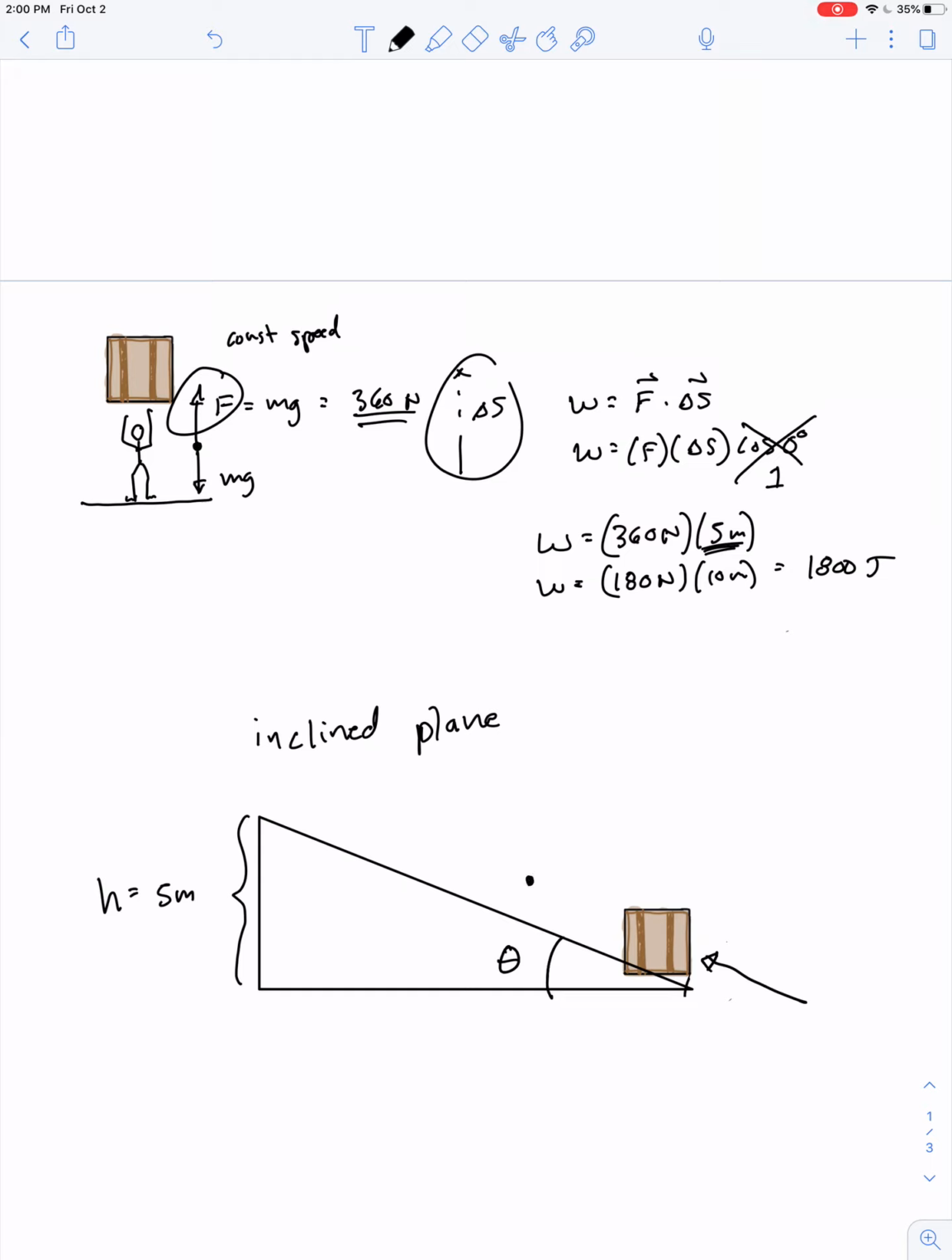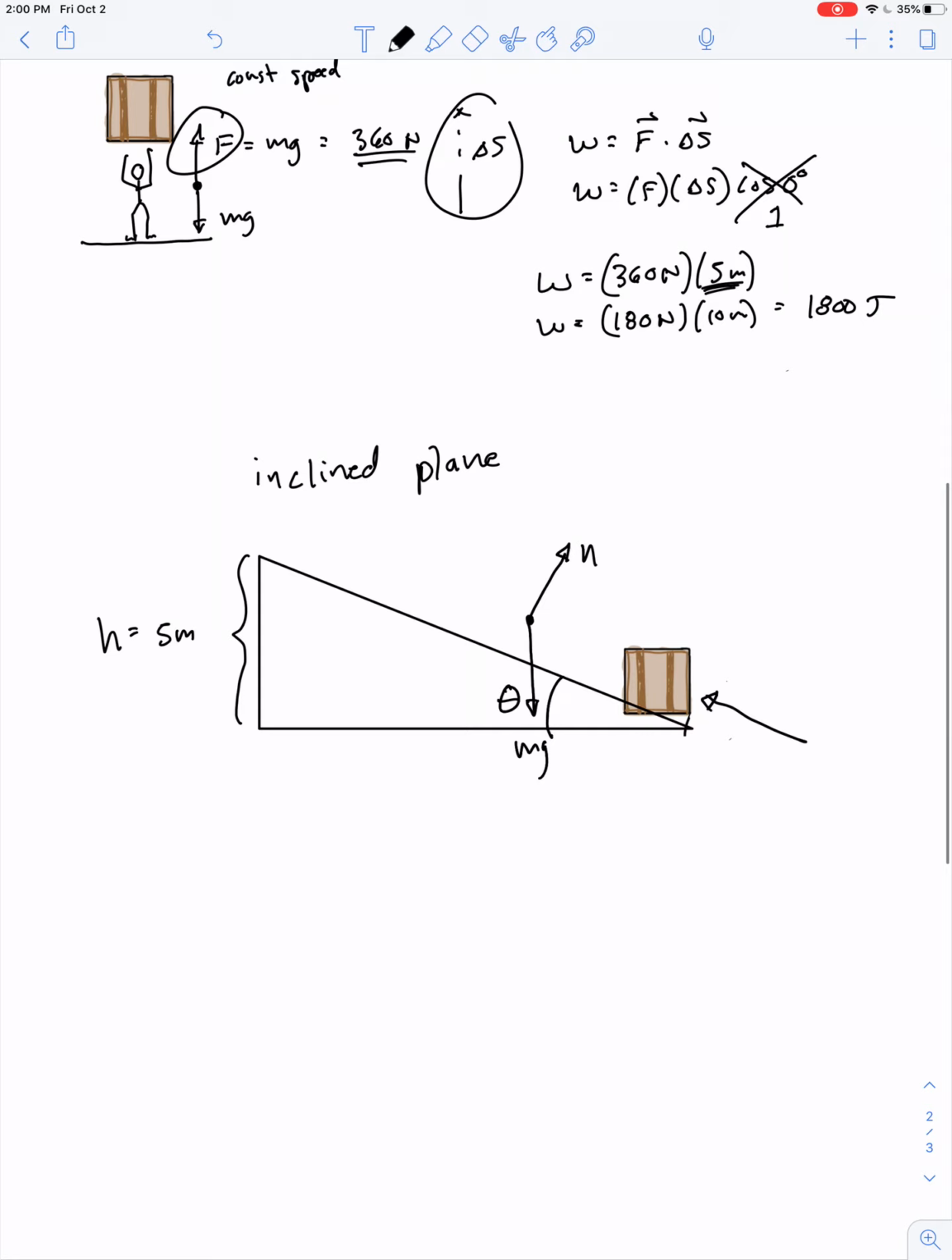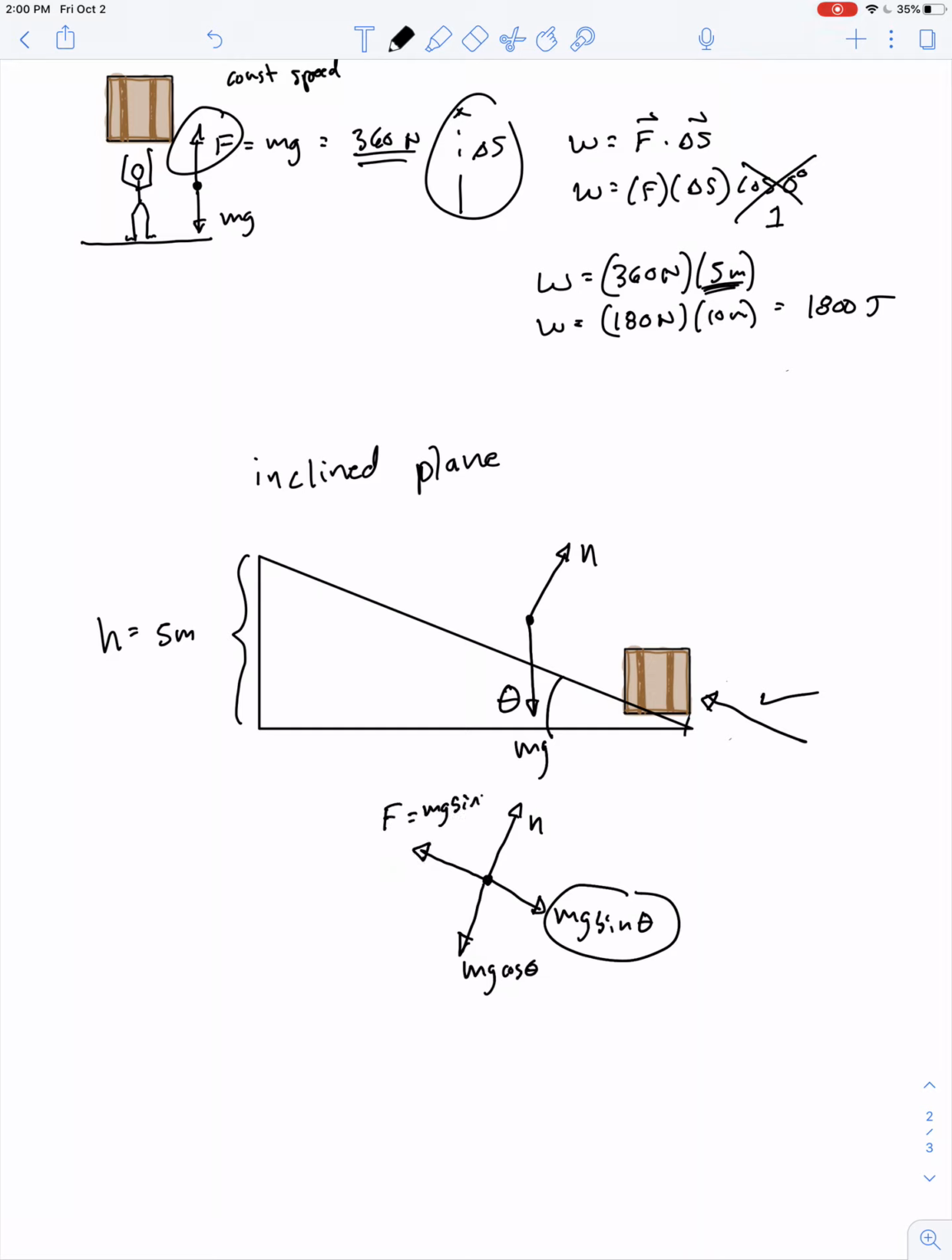Let's make a free body diagram. Normal force points this way, and the weight vector points straight down. If we make that a resolved free body diagram, then I think it's easy to show that if you want to slide the block up the incline at a constant speed, then you have to overcome just the component of gravity equal to mg sine theta. So this applied force right here, as long as it's equal to mg sine theta, the block slides at a constant speed.